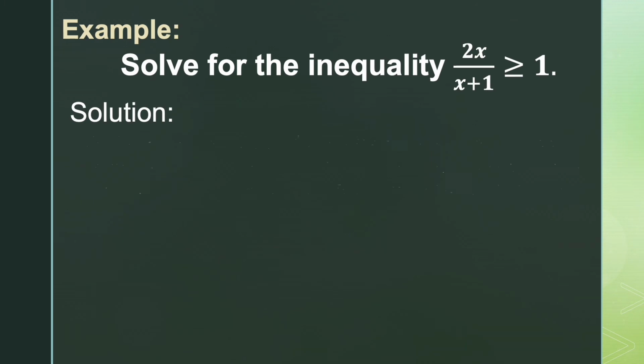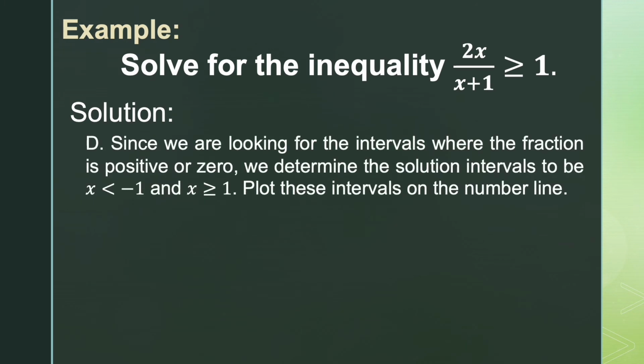Finally, we have step D. Since we are looking for the intervals where the function is positive or 0, we determine the solution intervals to be x less than negative 1 and x greater than or equal to 1. So we plot these intervals on the number line.